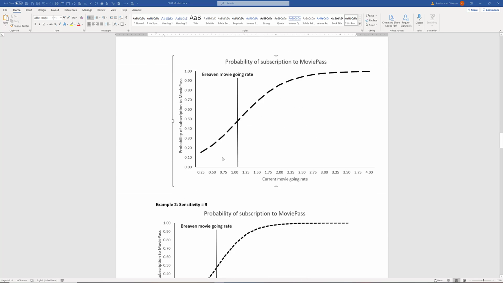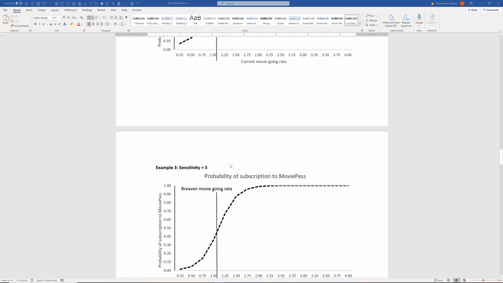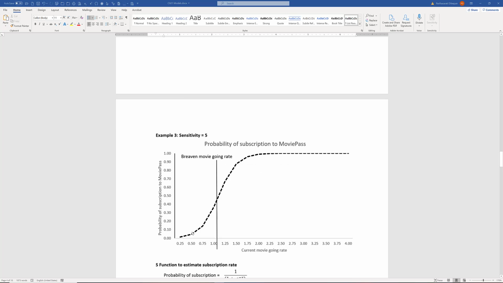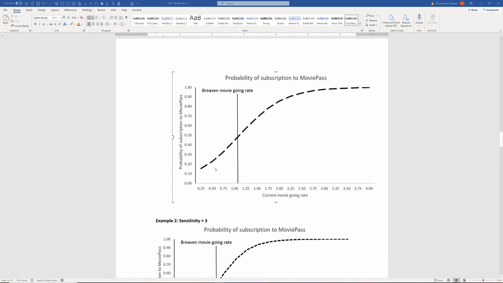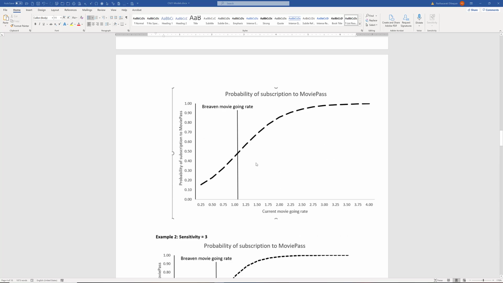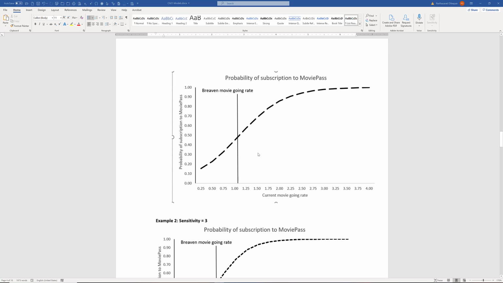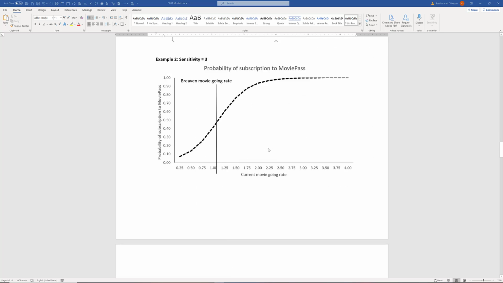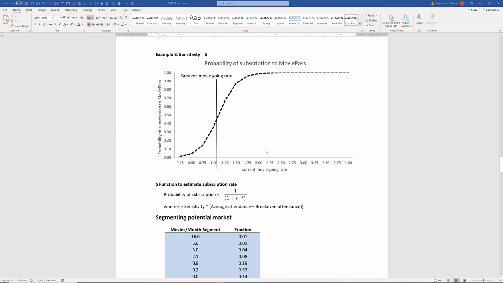So here is sensitivity equal to 5, then the increase in probability is even steeper and reflects a much closer to optimistic estimate. So larger sensitivity, you can generally say that it is optimistic. Smaller is going to be pessimistic, at least in the segments that are more likely to subscribe. So larger sensitivity is more optimistic.